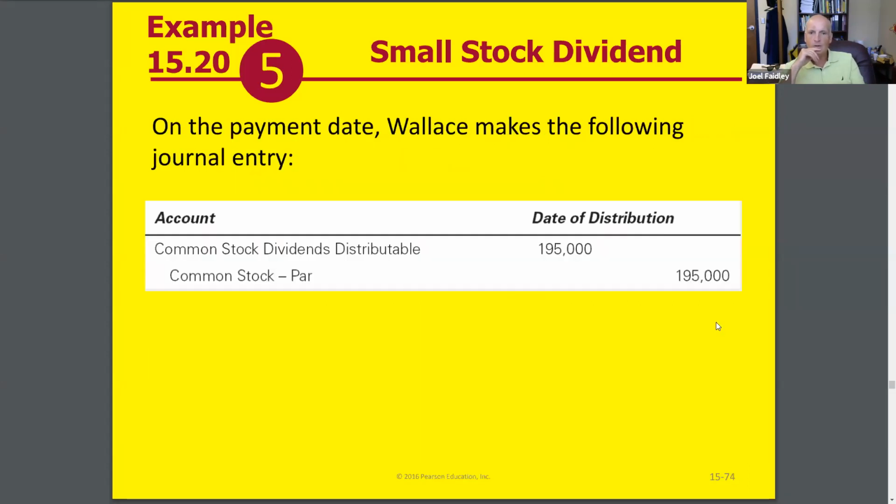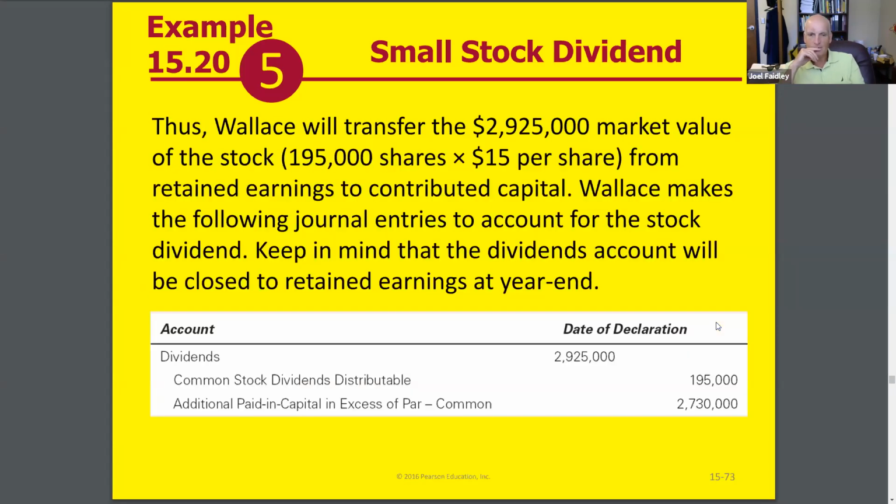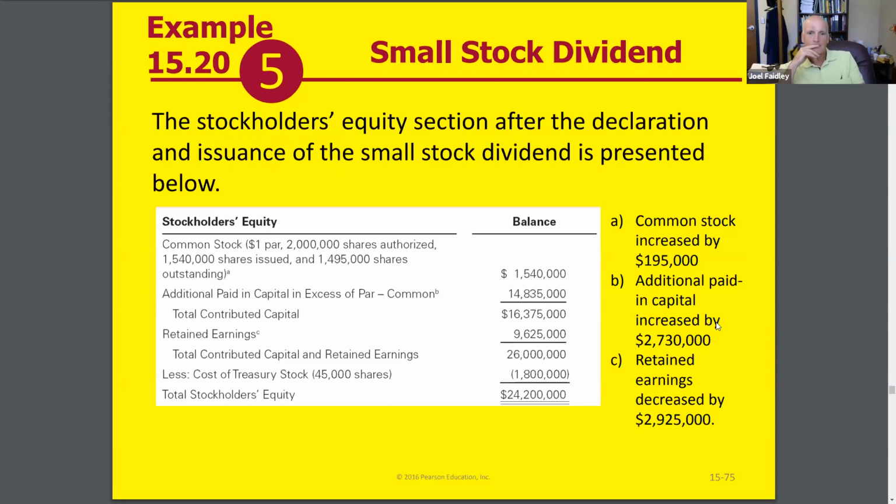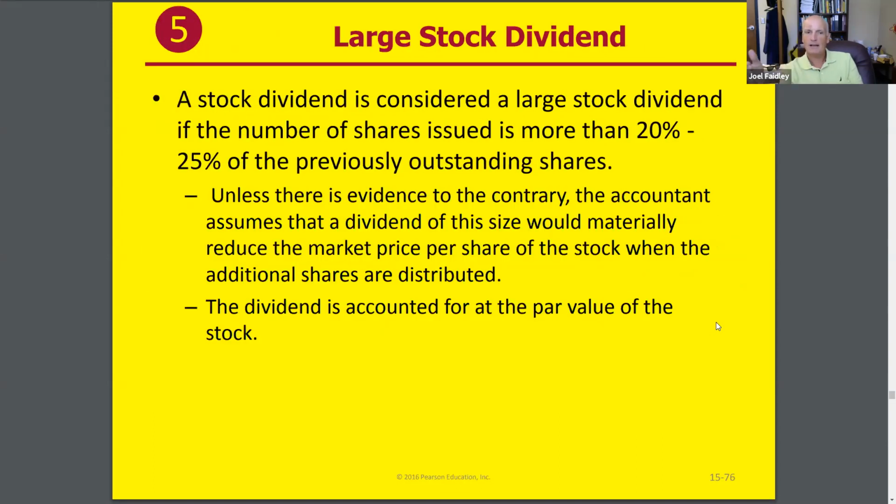All right, and then when it's distributed, what's going to happen? That's when it's declared. When it's actually distributed, not paid, but distributed, we take it out of CSDD, zero that out, and then put it to common stock at par, right? And you can see all of these transactions are in your equity accounts. Assets don't change, liabilities don't change, like they do with cash dividends. But with stock dividends, nothing changes. You're capitalizing retained earnings.